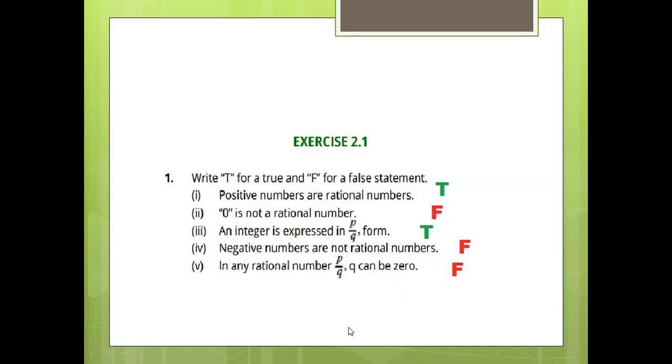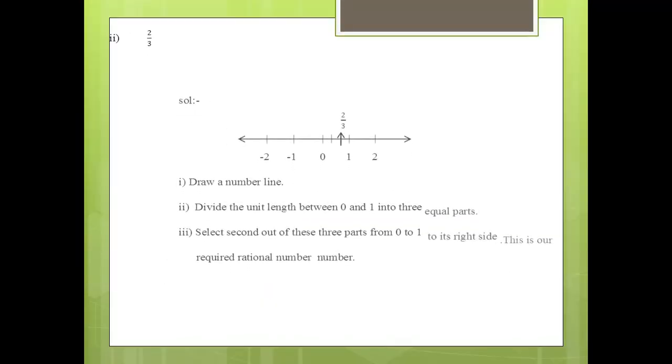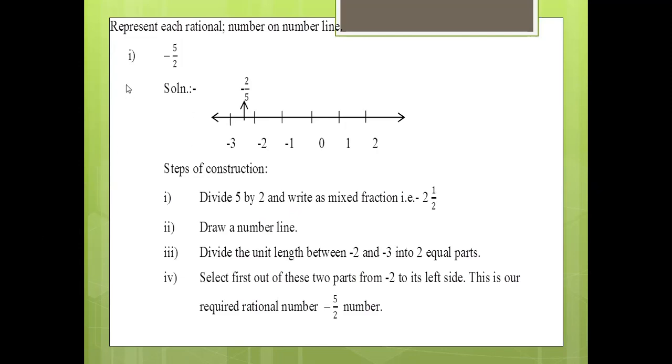Now come to the next question. Question number 2. Represent each rational number on a number line. You have to represent these numbers on a number line. So remember one thing: before representing any rational number or fractional value on a number line, check the given fraction. You know that if any number has a numerator and denominator, it is called a fraction.